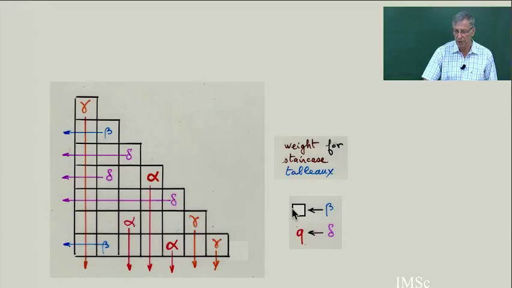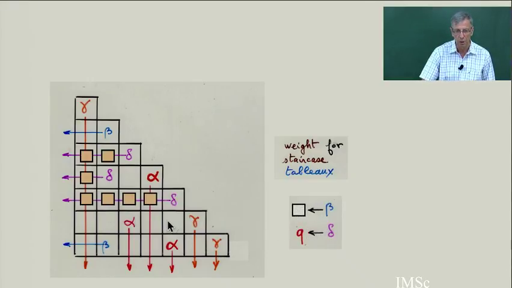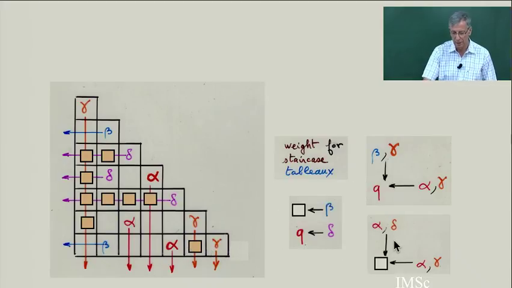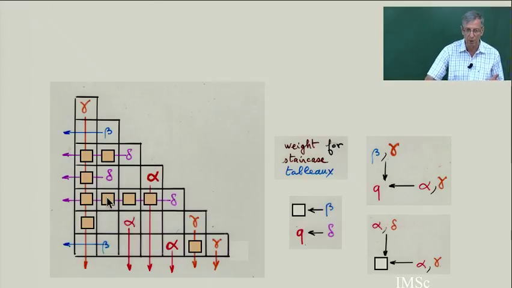So if a cell is on the left of a beta, you put nothing. If on the left of a delta, you put a Q. So this is the feeling. Then if it's on the left of an alpha or gamma, and if it's below a beta or a gamma, then you put a Q. So these are two new cells, and the remaining cells are kept empty. And then the weight of the tableau is the product of the weights in each cell, with alpha, beta, gamma, delta, plus the Q power, the number of such cells.